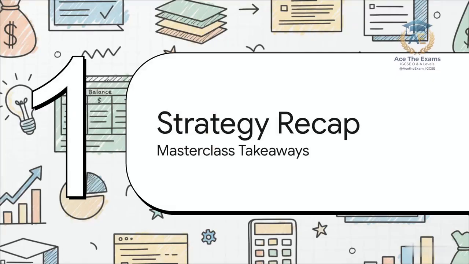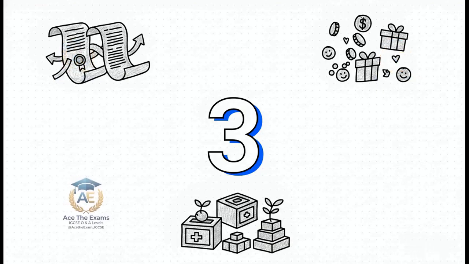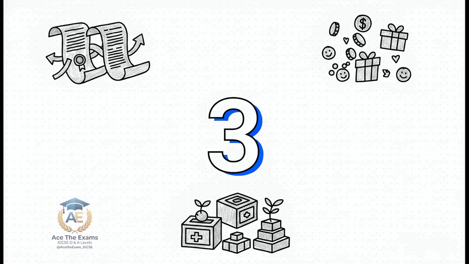And finally, Section 5, Strategy Recap and Masterclass Takeaways. We've covered a lot of ground today. What you should take away from this is that merely listing formulas and defining terms won't secure the top band marks without applying them to the specific company's scenario. And sweeping evaluative statements are completely useless unless they are backed up by structured reasoning, comparative connectives, and precise mathematical evidence. Cross-topic references, like linking a debenture directly to gearing and linking a dividend payout directly to liquidity, are the ultimate keys to unlocking the highest marking bands.